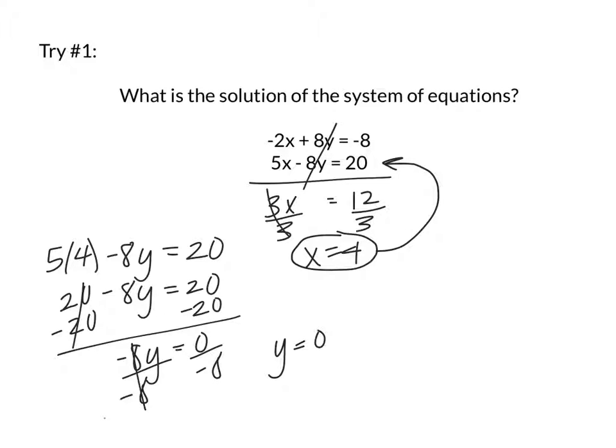Again, we cannot leave our answer like this, so our final answer as an ordered pair will be 4, 0. And again, that is our final answer.